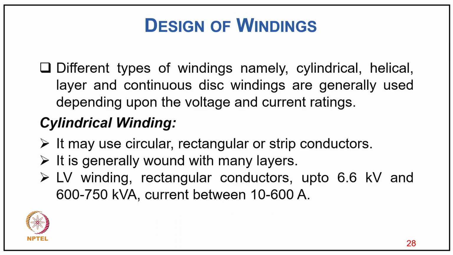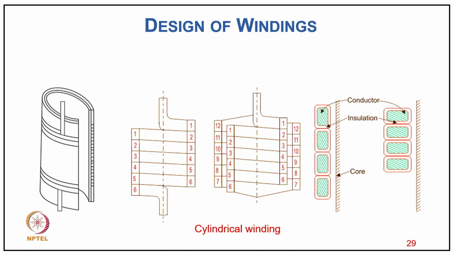You can just see the different types of winding, namely cylindrical, helical, layer and continuous disc winding, which are generally used depending upon the voltage and current rating. Cylindrical winding may use circular, rectangular or strip conductor. It is generally wound with many layers. For the LV winding, rectangular conductor is used up to 6.6 kV and 600 to 750 kVA, with current between 10 to 600 ampere. Now you can just see how the cylindrical winding looks like, from the different parts of the figures, starting end to ending end, with the conductors as well as the insulation in between the cylindrical winding.